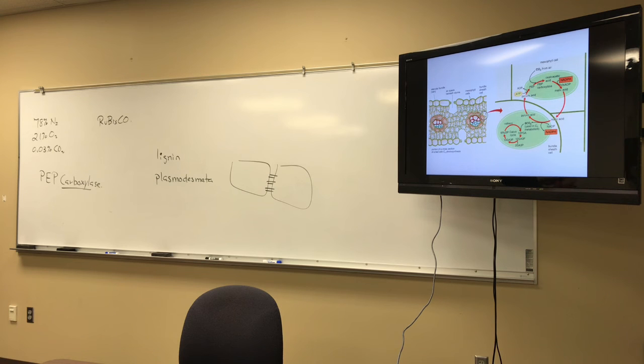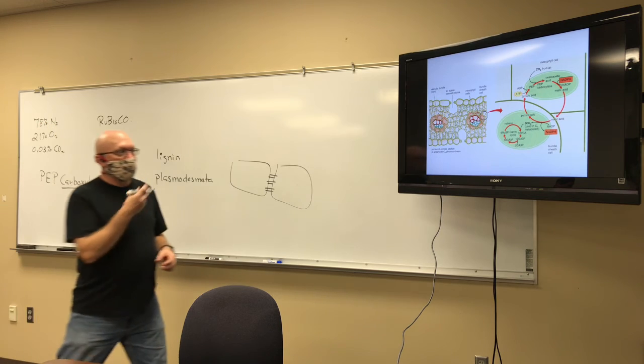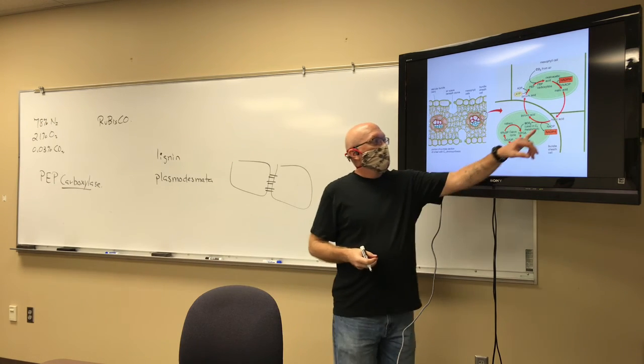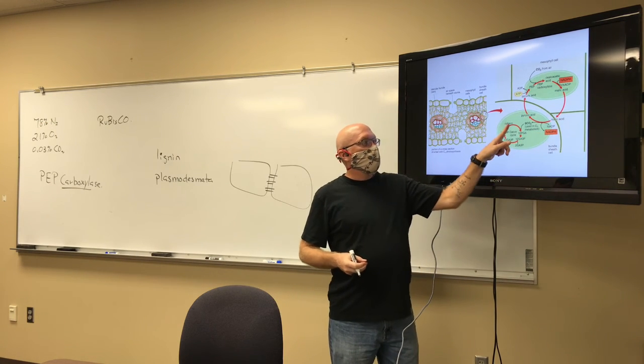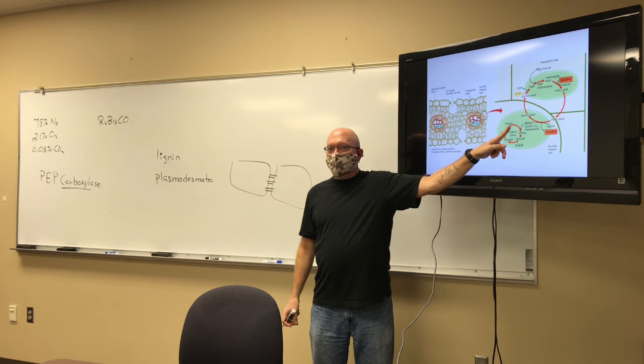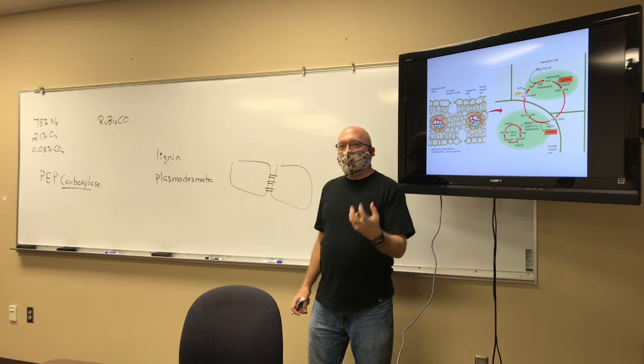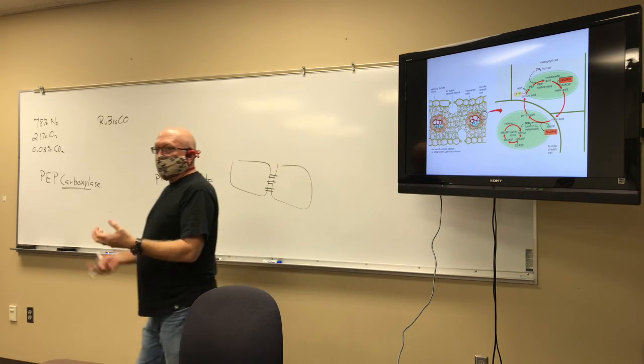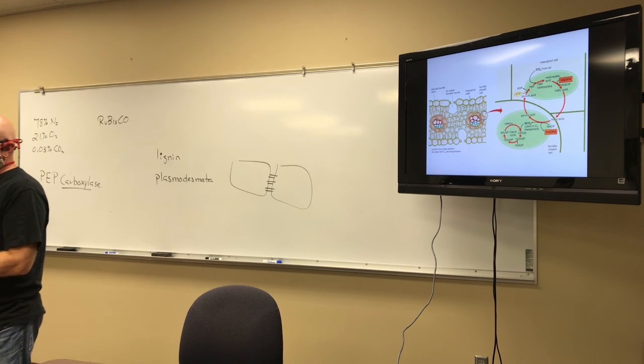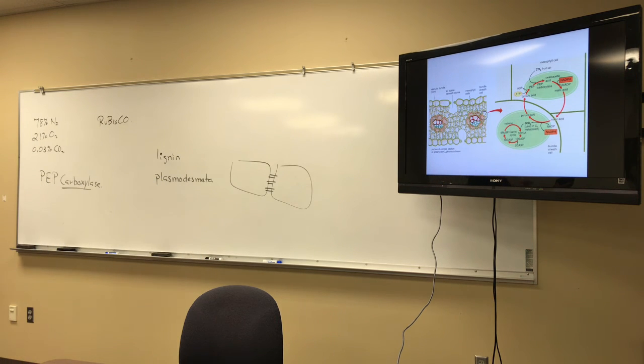Once that's in there, an enzyme strips off the carbon dioxide and adds it to Rubisco. Rubisco captures it at that point. And now you have Rubisco capturing carbon dioxide and then sending it to the Calvin cycle to make glucose. But it's now being done in an oxygen-free environment inside the bundle sheath cell.